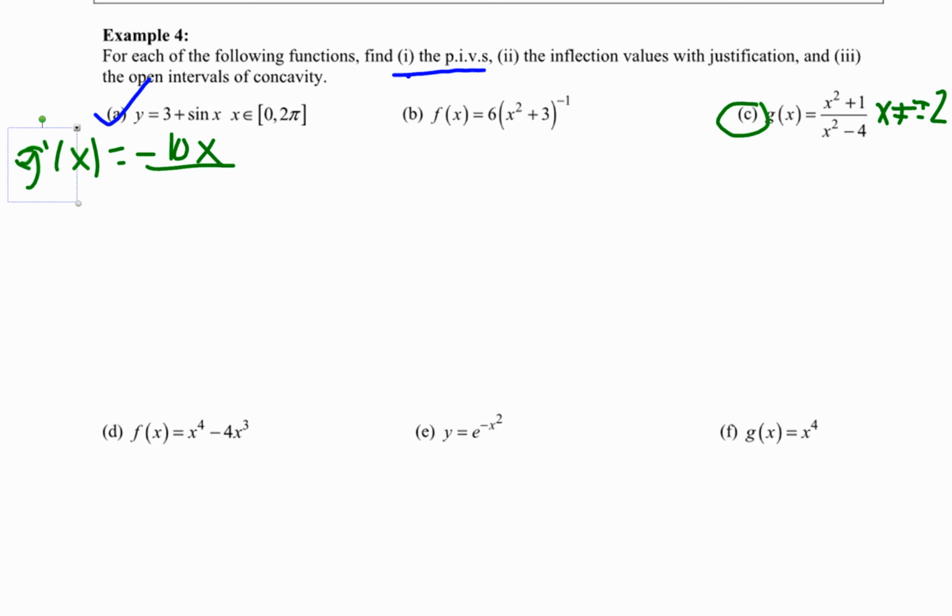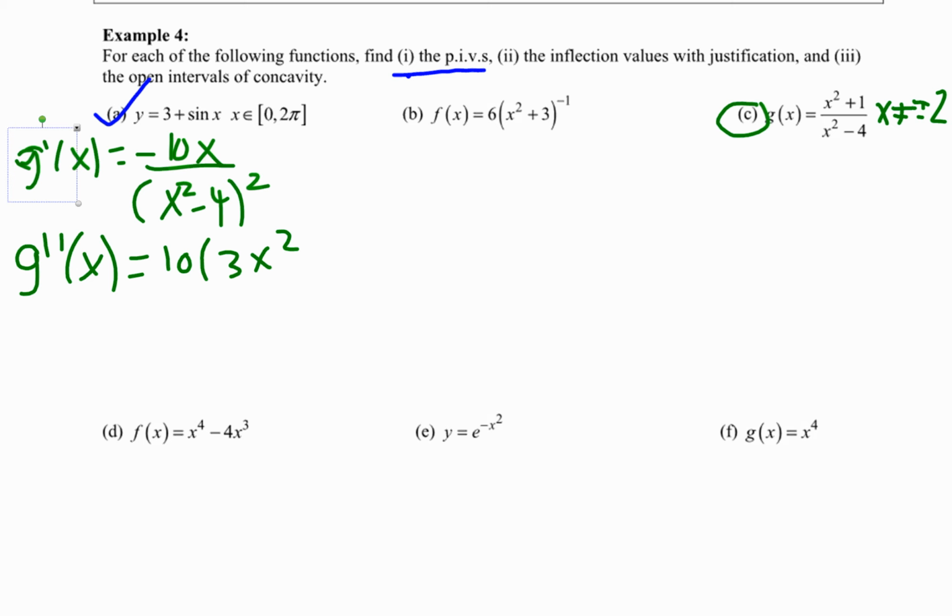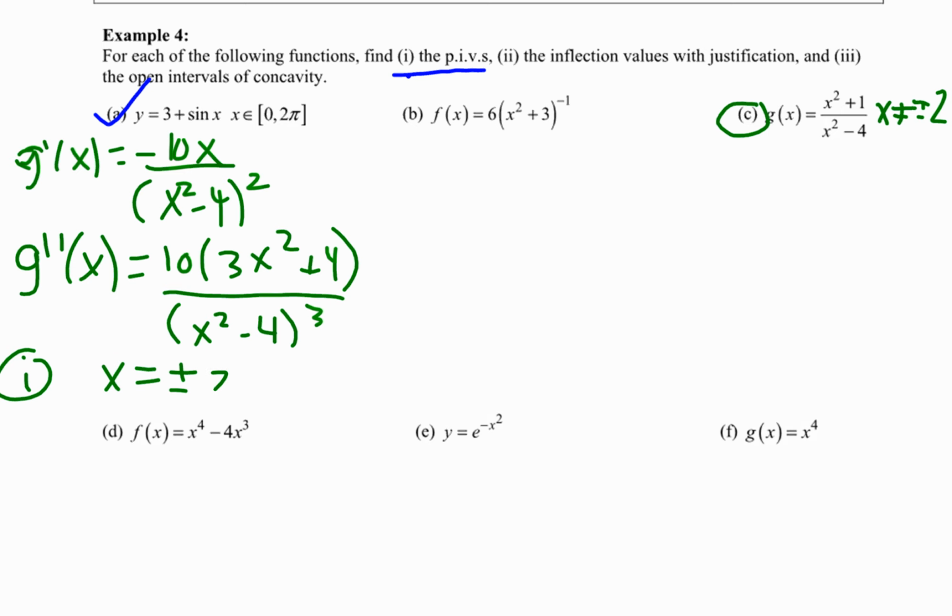So g prime is negative 10x over the quantity x squared minus 4, squared. And then if you take the second derivative, you should end up with 10 times the quantity 3x squared plus 4, over x squared minus 4, to the third. All right, so possible inflection values occur at part 1, that would be x equals plus or minus 2.